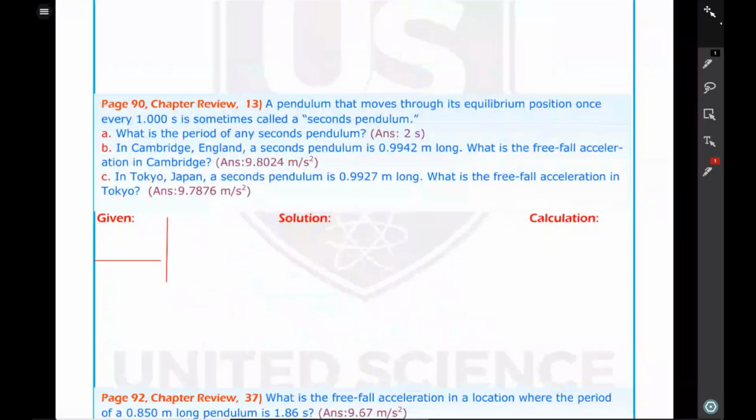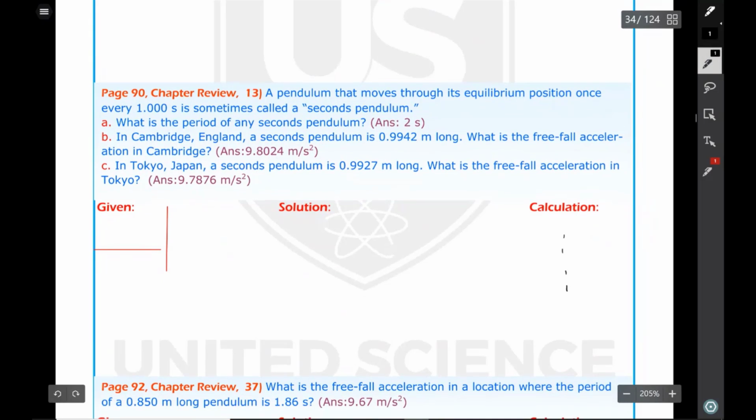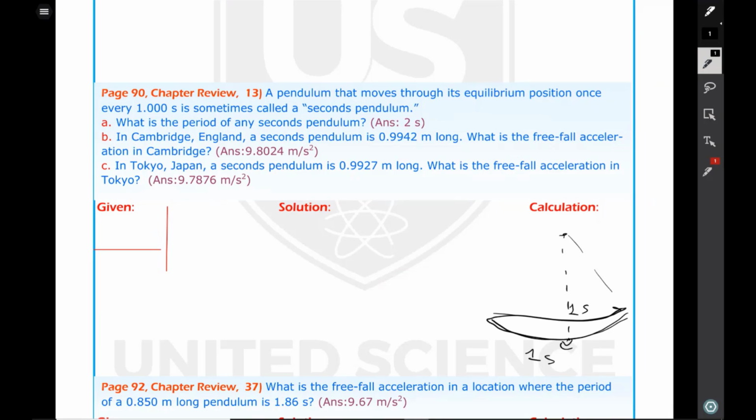A pendulum that moves through its equilibrium position once every 1 second is called a seconds pendulum. Let's think this is the equilibrium position. This pendulum passes in 1 second to the left, and once every 1 second to the right. So how many seconds does one cycle take in this case? 2 seconds. So that's why the period of a seconds pendulum is 2 seconds. Ministry exam question: the period of a seconds pendulum is 2 seconds.